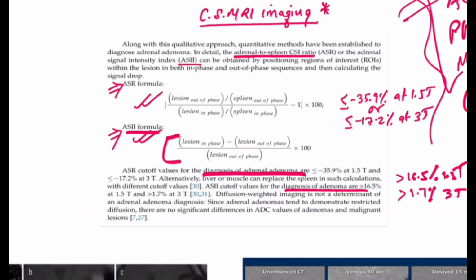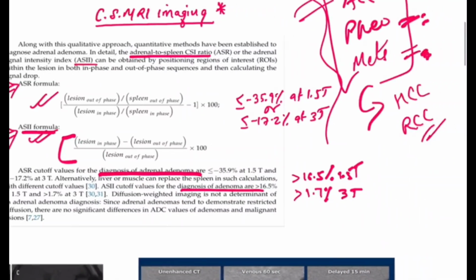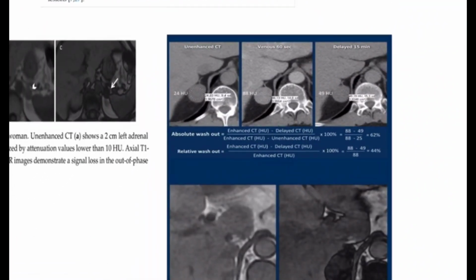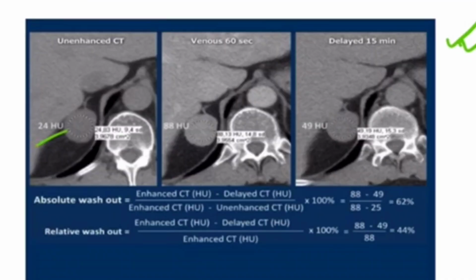Okay, so this is chemical shift MR imaging. Now let's look at the examples here. This is the washout CT protocol, where the unenhanced HU is 24, the venous 60-second HU is 88, and the delayed 15-minute HU is 49. The absolute and relative washout percentages are calculated, and these both fit into the category of lipid poor adenoma.